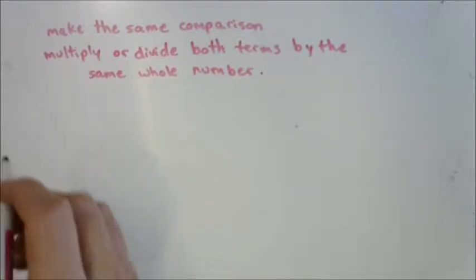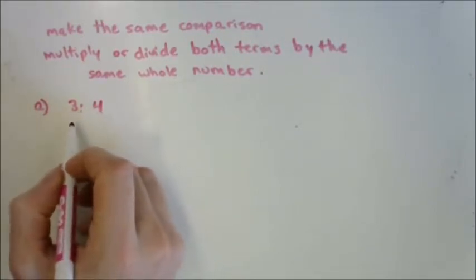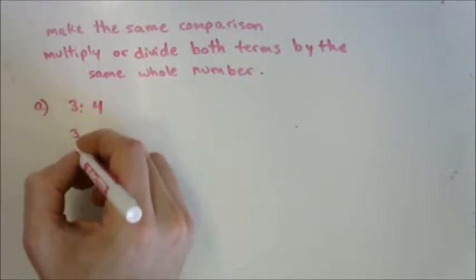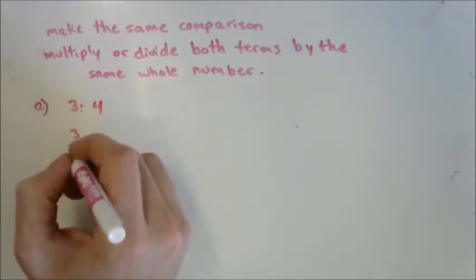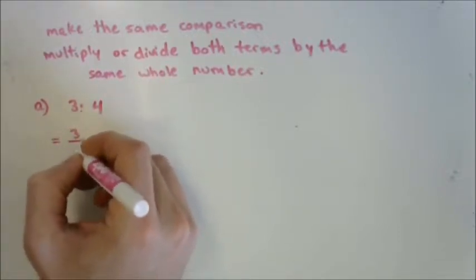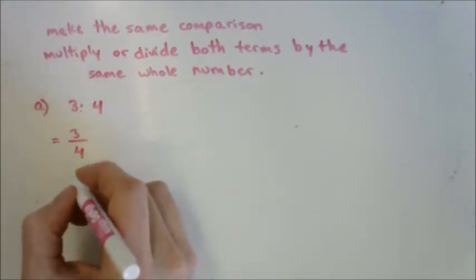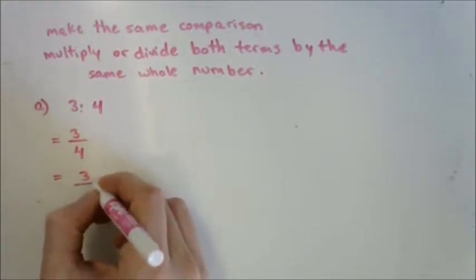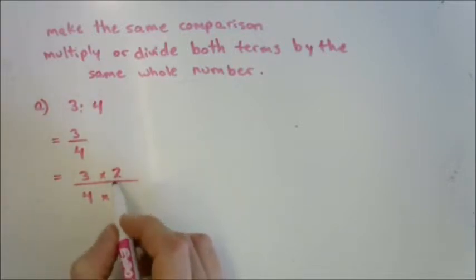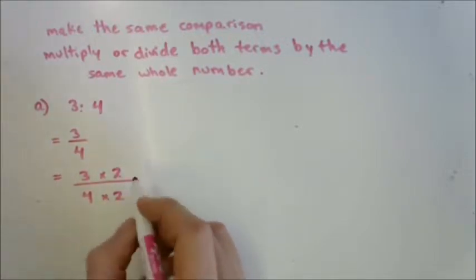We have a couple of examples down there. In example A, we have 3 to 4. We're comparing 3 to 4. Now we want to come up with an equivalent ratio. Well, one of the ways we can do that is by multiplying each term by the same number. In order to see this easily, I'm going to convert from ratio form into fraction form. And then we can see that as long as I multiply the top and the bottom by the same whole number, in this case I'm just choosing 2, I could choose any whole number, I could choose 3, 4, 5, 6, 7, 8, 9, 10, doesn't matter.